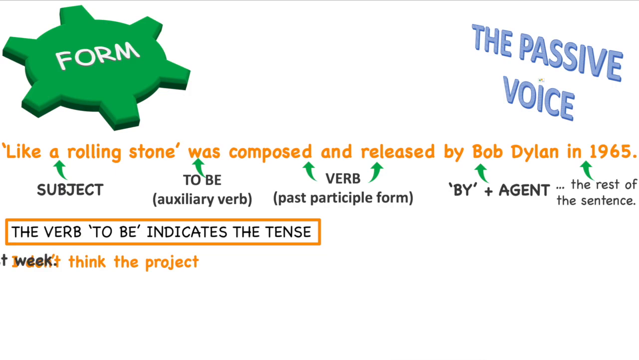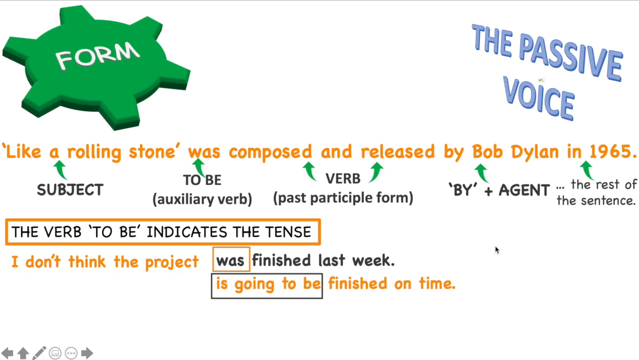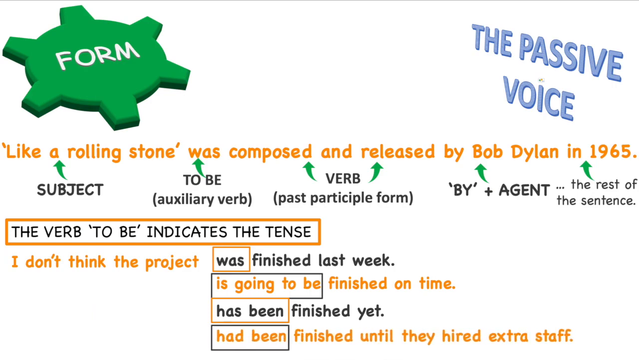I don't think the project was finished last week. There we have it, the verb to be in the past tense. This is what indicates the tense. Or: is going to be finished on time, has been finished yet, had been finished until they hired extra staff. Whatever tense we need to express, we do it with the verb to be, as we can see in these examples.